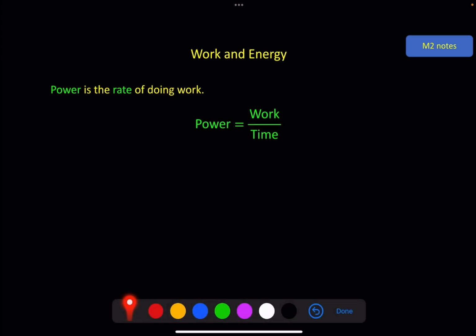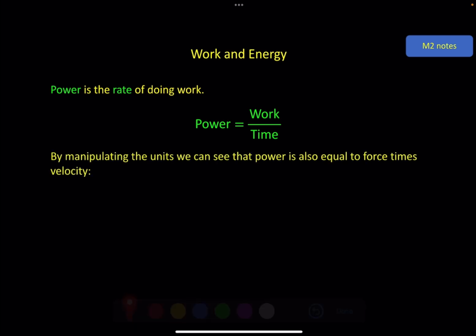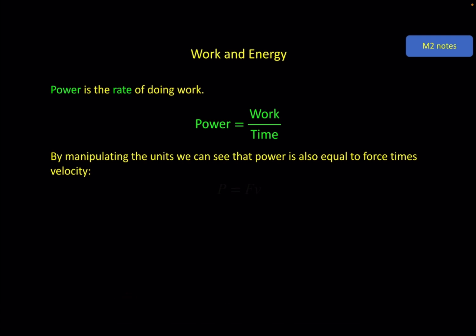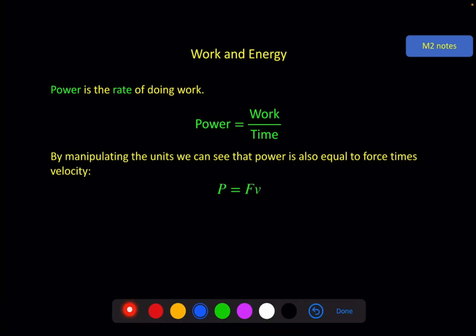So power is equal to work divided by time. However, that's not always the most useful format, and if we manipulate the units, we can also show that power is equal to force times velocity. I'll do that very quickly on the side here.